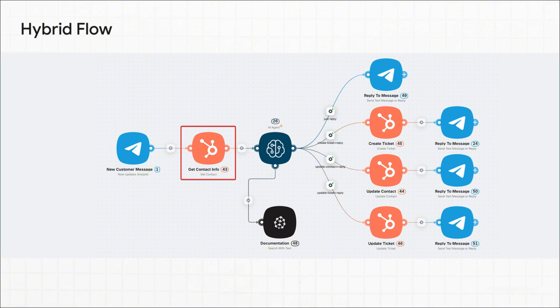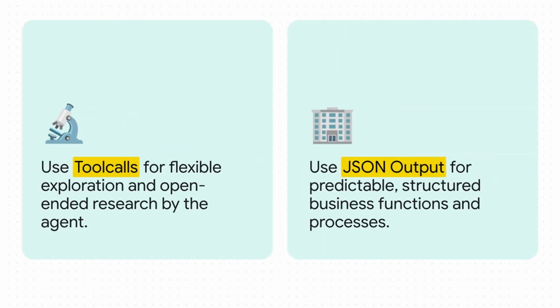So when do you use which approach? Here's a simple rule of thumb. If your agent's job is to be creative, to explore different options, or do research, let it use tools freely. Give it that flexibility. But if the agent is part of a structured business process, if it's acting like an employee with a specific job, its behavior has to be predictable. And for that, the JSON output method is, without a doubt, the way to go.